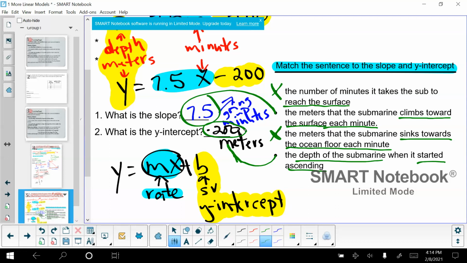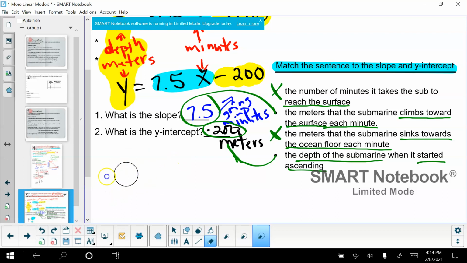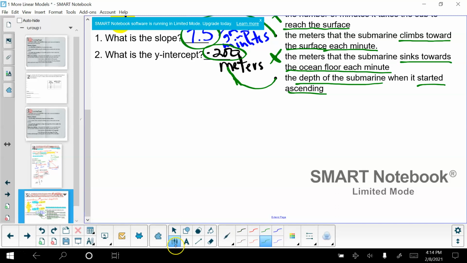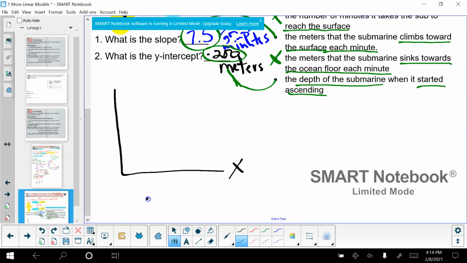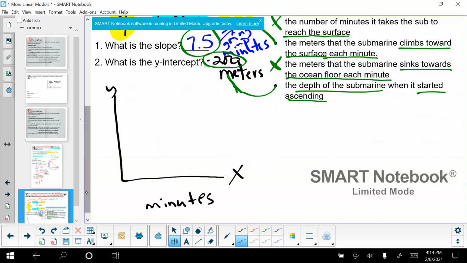Now, as far as the x-intercept, you may be wondering, well, okay, but how do I do the x-intercept? Well, that involves a little algebra. So I'm going to go back here and we're going to do our basic sketch again. I'm going to go down here. And if we remember, our x-axis is about minutes because x is minutes. So I'm going to label that. Our y-axis is about the depth in the meters. So I'm just going to label this depth. And we know that that's the meters.